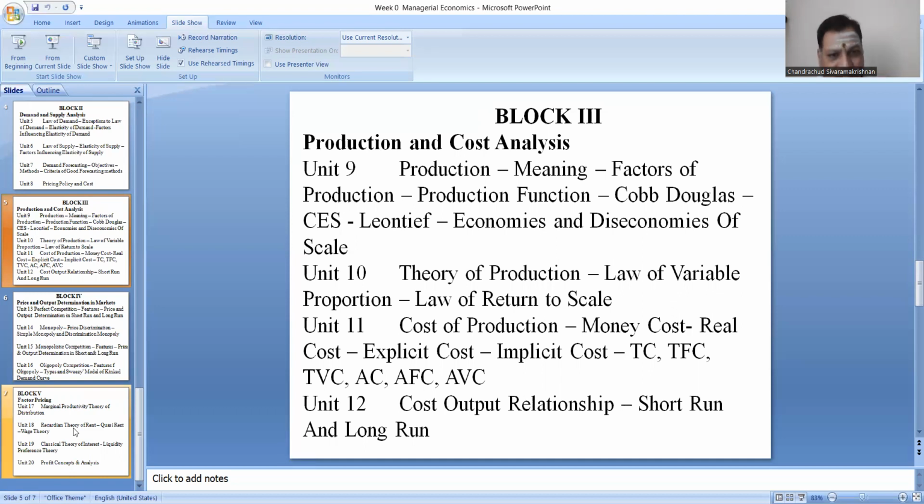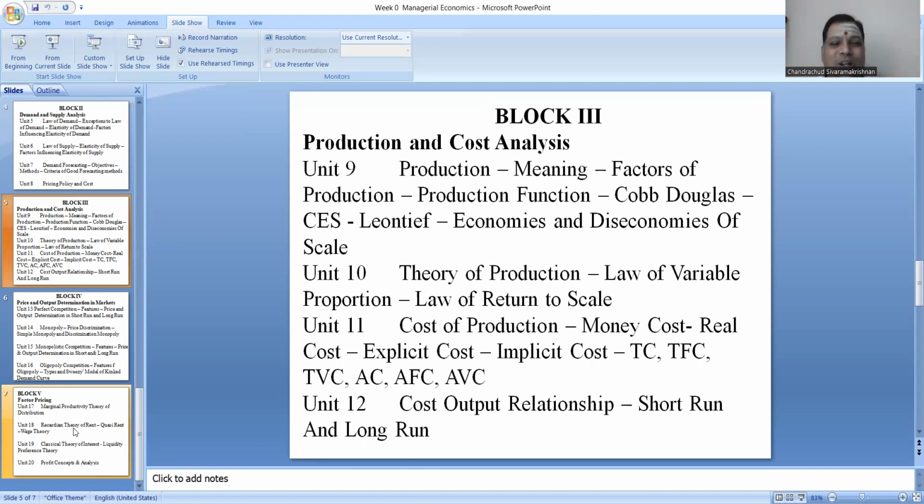Now let us move to the 10th unit. Here we are going to discuss 2 different production theories. One is the law of variable proportion and the second one is the law of returns to scale. Both the theories are very helpful for business practices. And Unit 11 is about cost analysis, how cost and production are related.